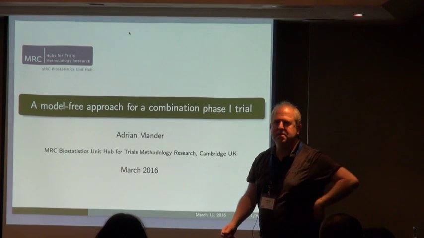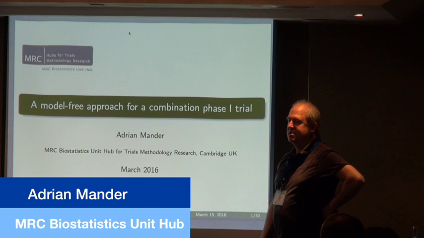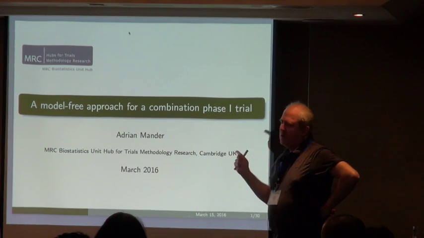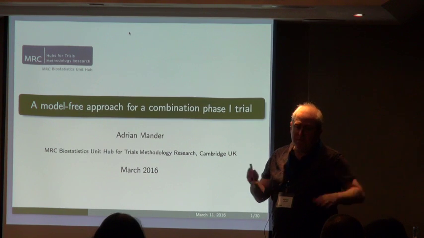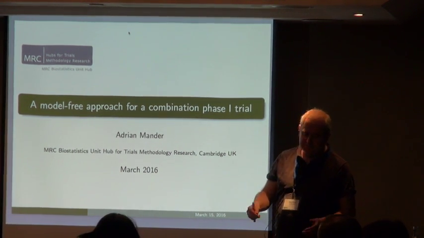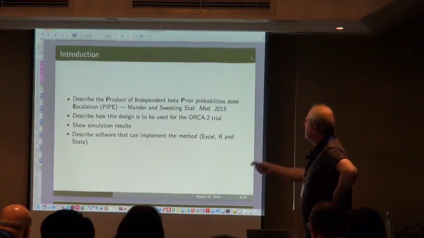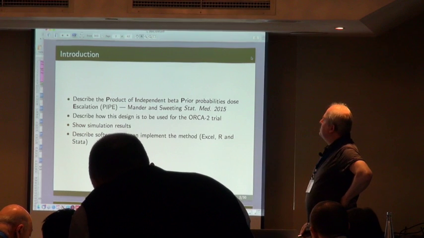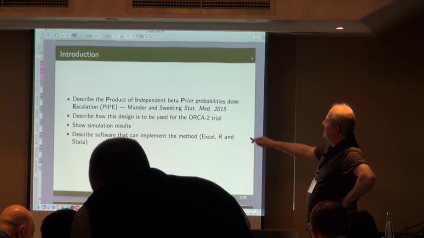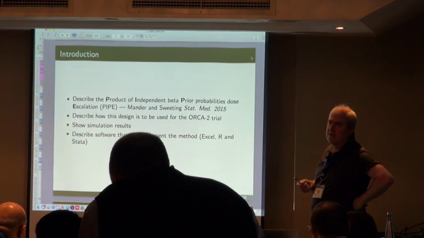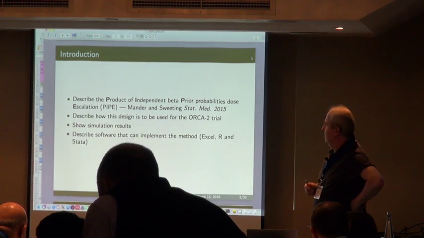So I'm going to talk about dual agent dose escalation studies in phase 1 trials. And we developed a model-free approach. We've worked a lot on model-based approaches as well. And so I'm going to describe a method that we call the product of independent beta prior probabilities dose escalation, or acronym PIPE. And we published this early last year, Mike Sweeting and myself.